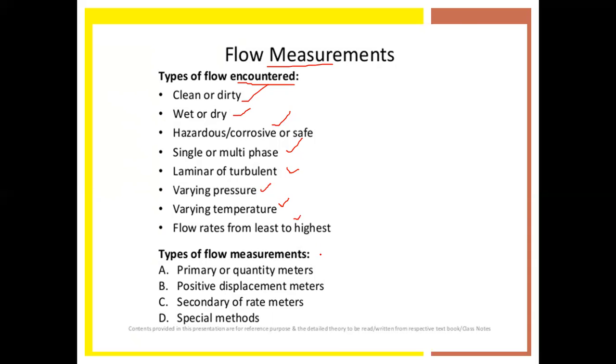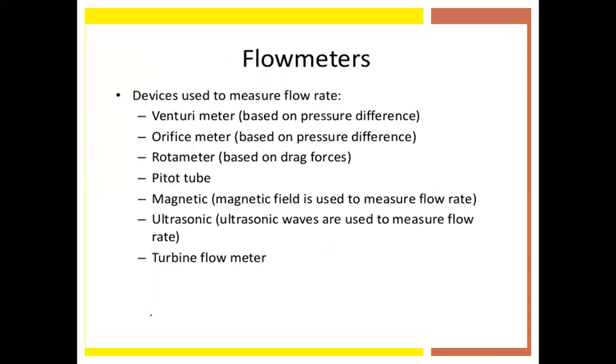Next one, types of flow measurement. First one is primary or quantity meters, positive displacement meters, secondary rate meters, and special methods. These are the various types of meters which are used for checking the flow of water, flow of kerosene, flow of oil, flow of some other material, right? Next, flow meters. These are the measuring devices.